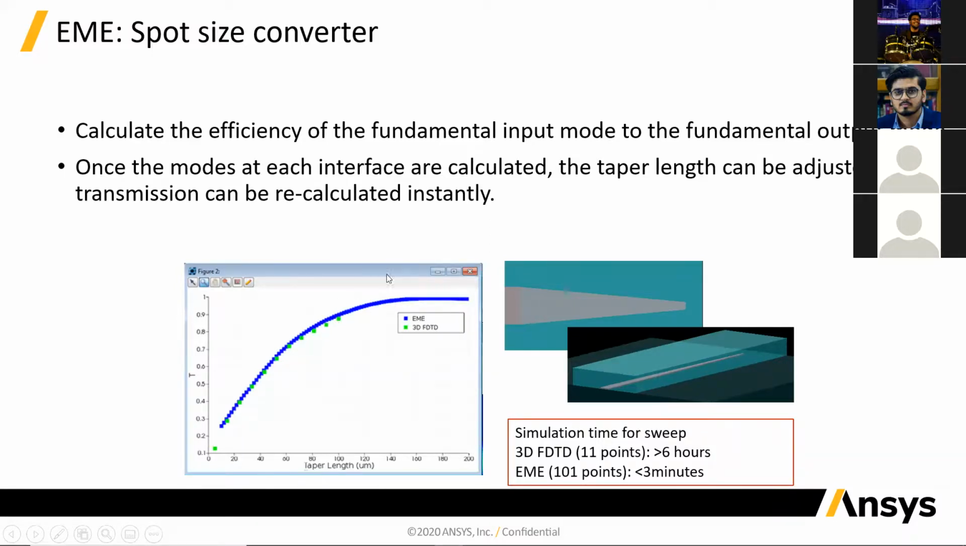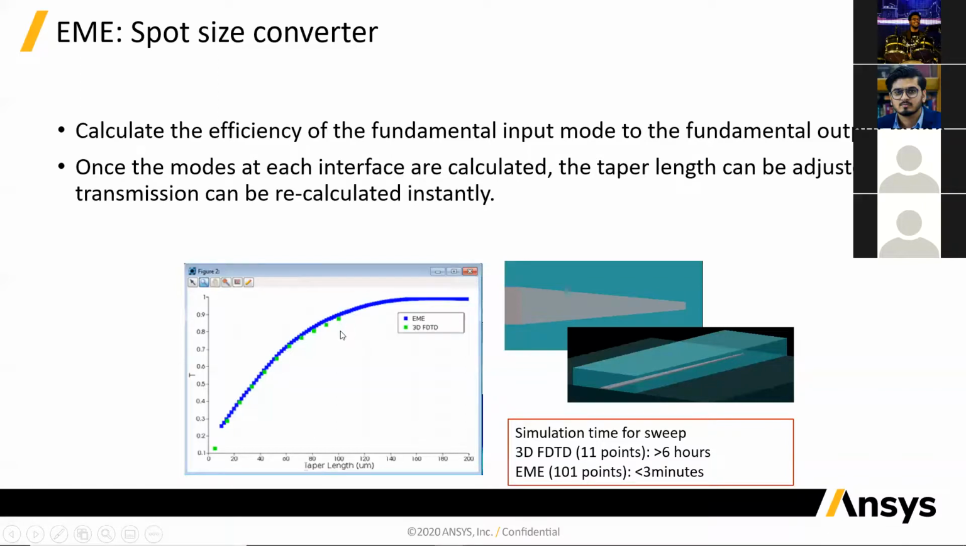Now, if you want to do this optimization in FDTD by running a full 3D simulation and then increasing the length of the taper and running a new simulation every single time, you can imagine that for this 11-point optimization, FDTD takes more than 6 hours, EME takes less than 3 minutes. And given the structure we have here, the light is confined in the waveguide, and you can calculate the supported modes in the waveguides very accurately. The accuracy of the simulation is really good. So you can see that with full 3D FDTD, you get the green dots, and that blue line is from EME, and the agreement is really good.